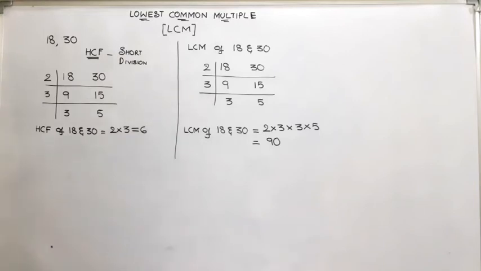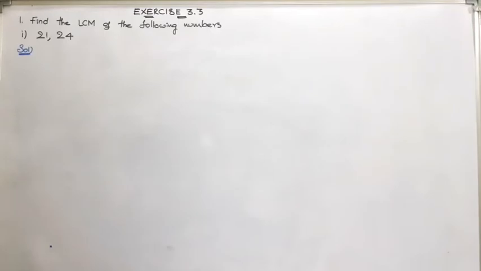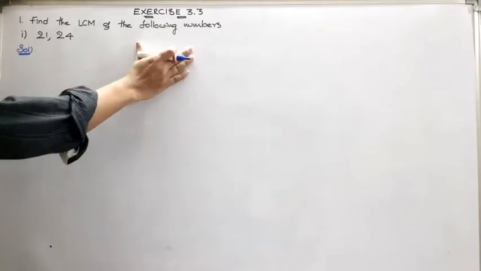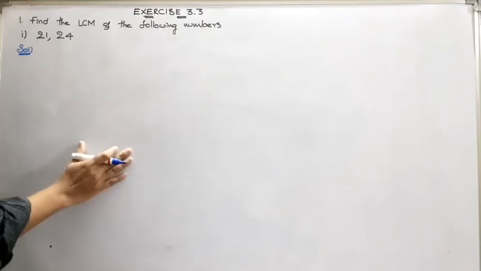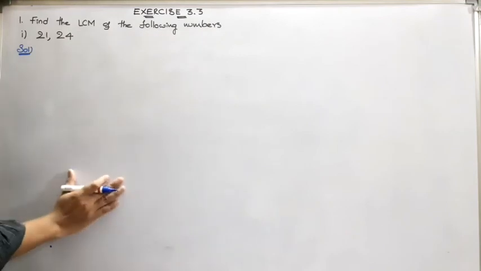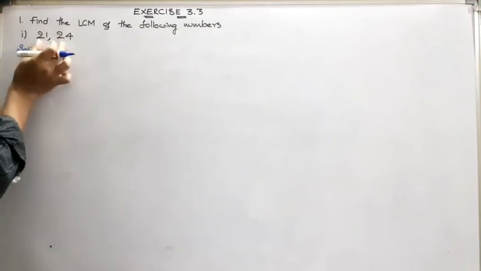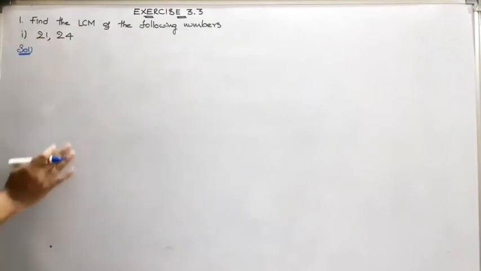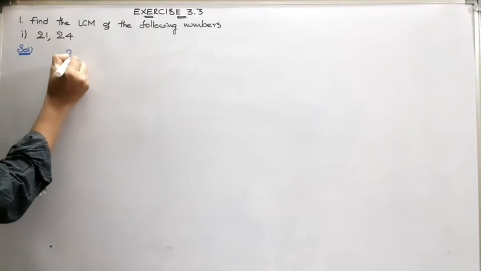As there are no more points to be discussed for this, I want to start exercise 3.3. Please check the board. Exercise 3.3, children, you please start writing this. This is going to be our CW for today. Find the LCM of the following numbers. We have two digit numbers. So, let us start the process.